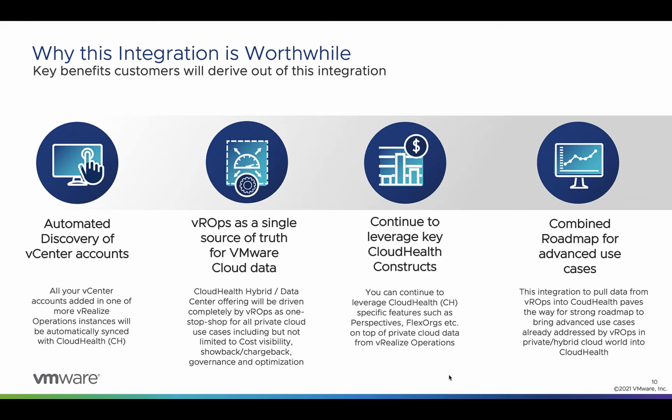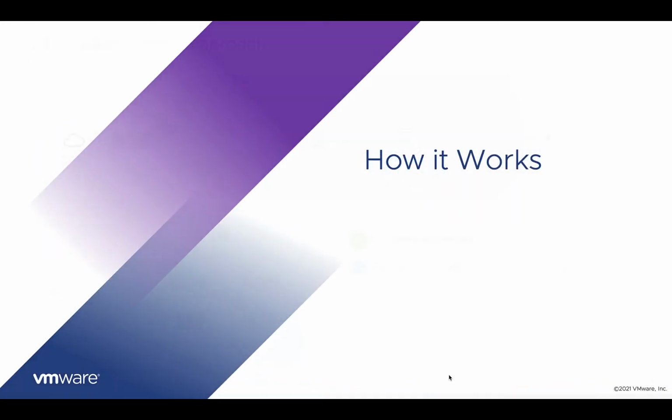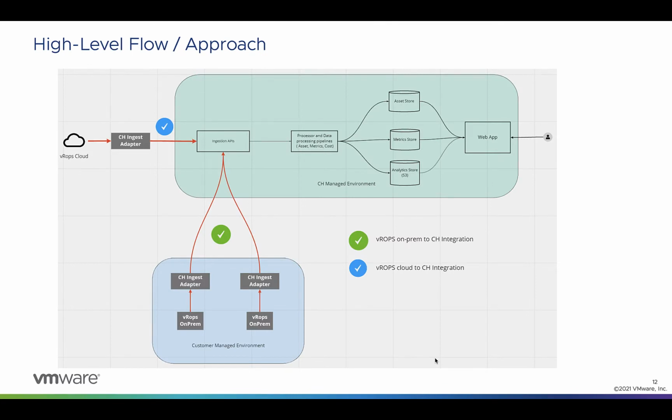Just briefly on how this works. It doesn't matter if we're using on-premises or using vRealize Operations Cloud, with vRealize Operations Cloud being the top or the blue check mark, and vRealize Operations on-premises being the green check mark. All we need is an API key for this integration to work, and then the data will go directly into those APIs, the ingestion APIs within CloudHealth. It will go through the processing pipelines and then either to the asset metrics or analytics store, and then directly to the web app so that it is visible to us as the users.